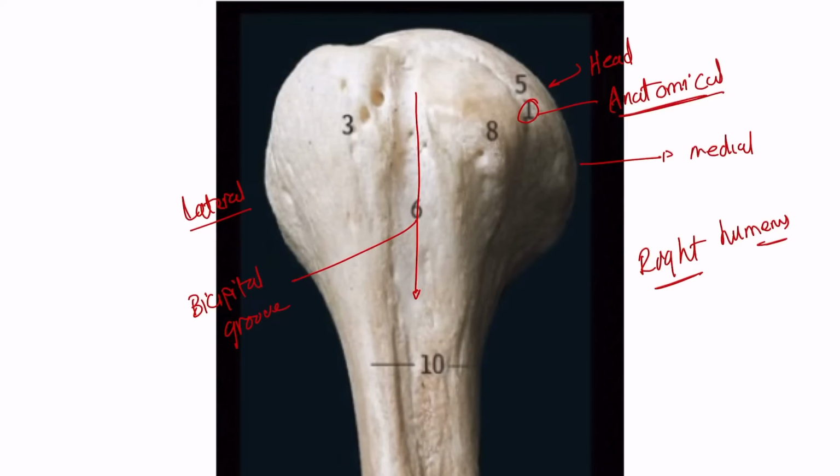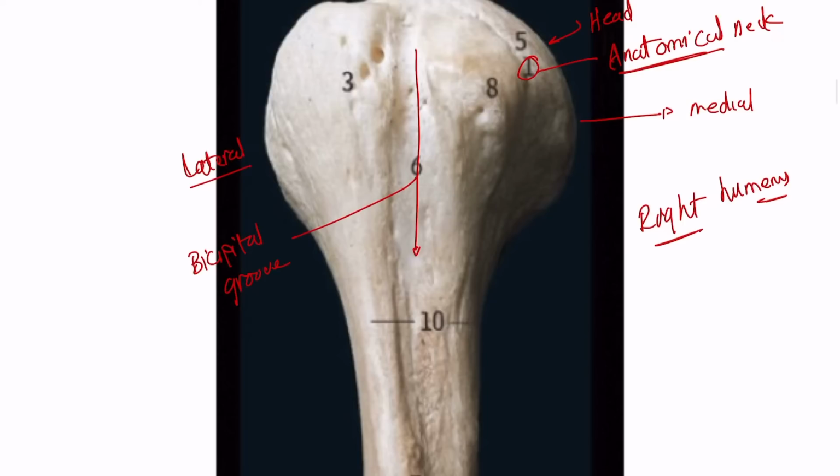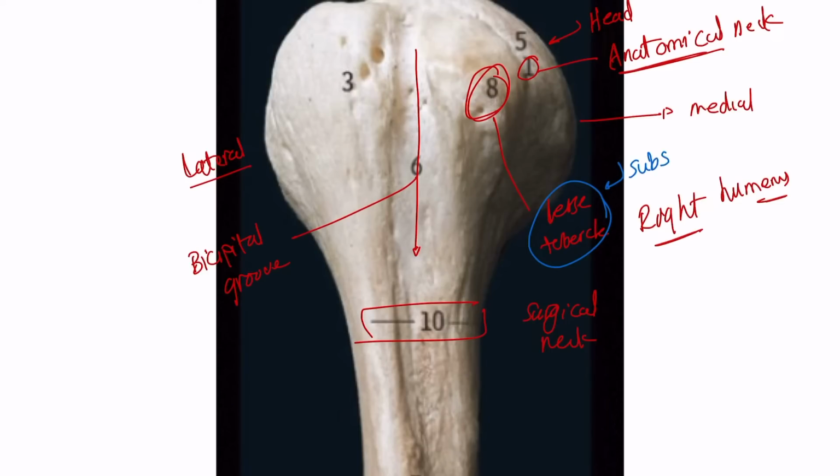So I specified that this is the anatomical neck. That means there is a surgical neck as well. And number 10 is the surgical neck of the humerus. And you have here a small tubercle that's called the lesser tubercle. The lesser tubercle represents an attachment to the subscapularis muscle. So number 3 is the greater tuberosity.